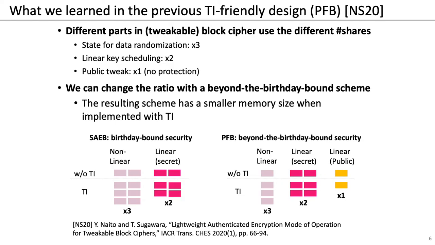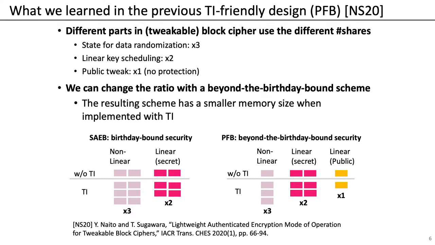PFP is the previous design, and what we learned from PFP is that different parts in the tweakable block cipher use different numbers of shares. The stateful data randomization uses 3 shares, and linear key scheduling needs 2 shares, and the public tweak needs no protection. And we can change the ratio using a beyond the birthday bound scheme. And the resulting scheme has a small memory size when implemented with TI.